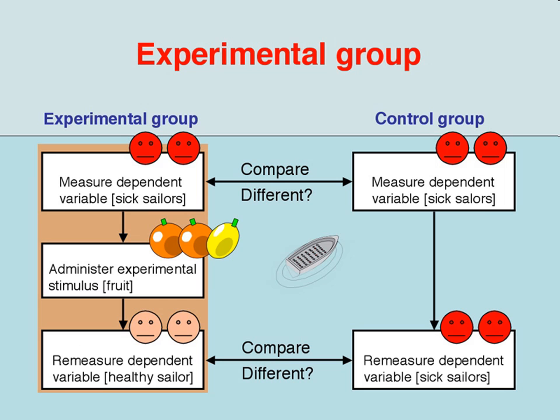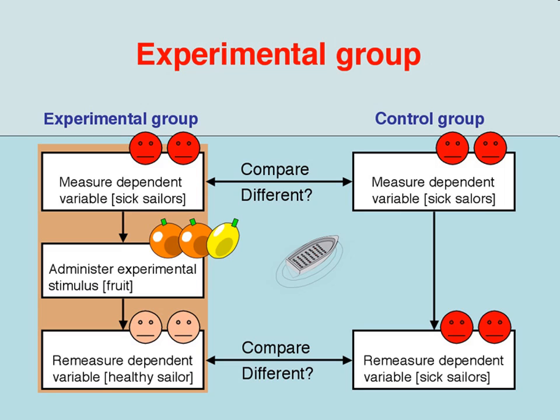Here's another example of experimental design. So you have 2 groups, experimental group and the control group. You have a bunch of seasick sailors. The experimental group is given fruit to see if fruit helps them with their seasickness, while the control group is not given anything. The constants in this one are a little bit hard to see because you can't actually see them here, but we know that they're on the same boat. So that's a constant. They're on the same boat.